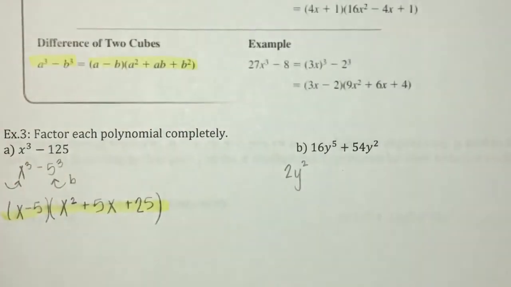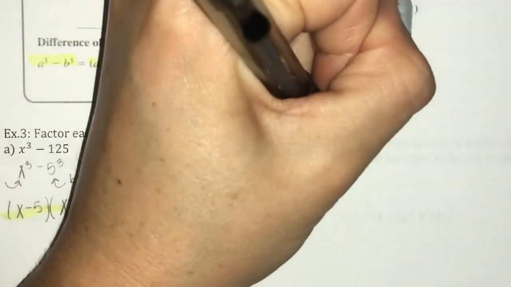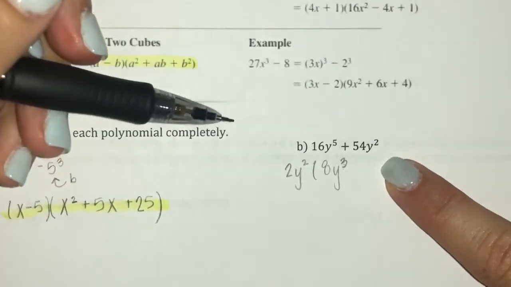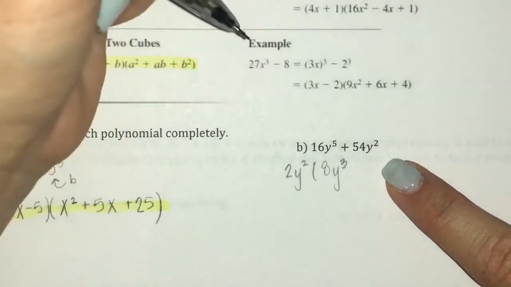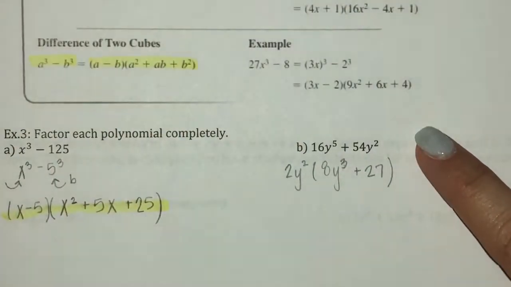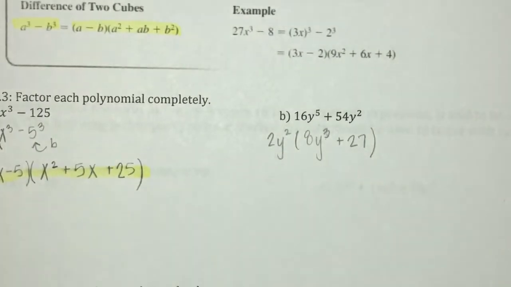And then 16y to the 5th divided by 2y squared is 8y cubed. So times 8y cubed. And then 54y squared divided by 2y squared would just become 27, so plus 27. Now 8y cubed is a perfect cube, and so is 27. It's 3 times 3 times 3.